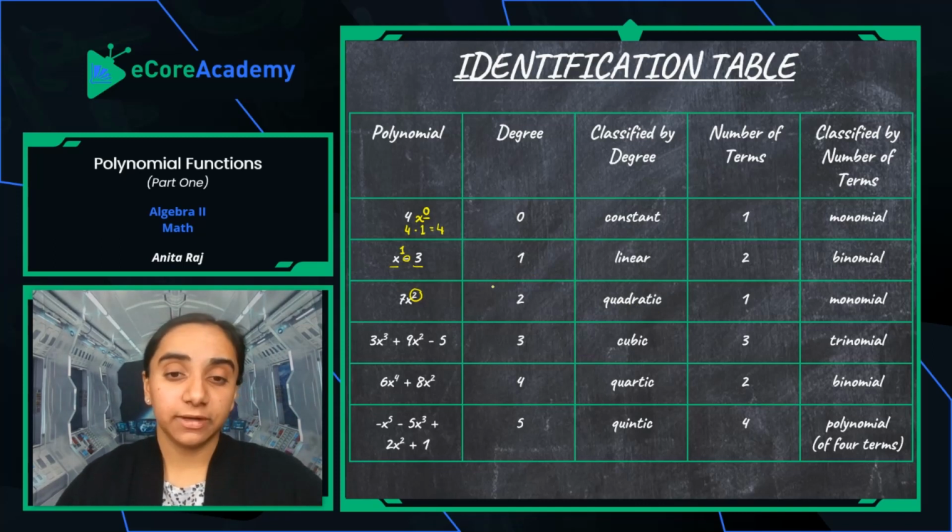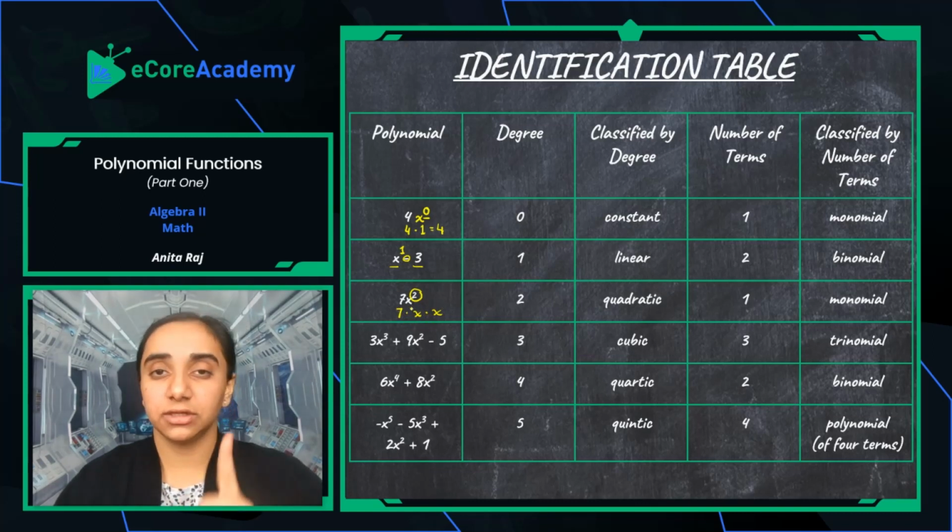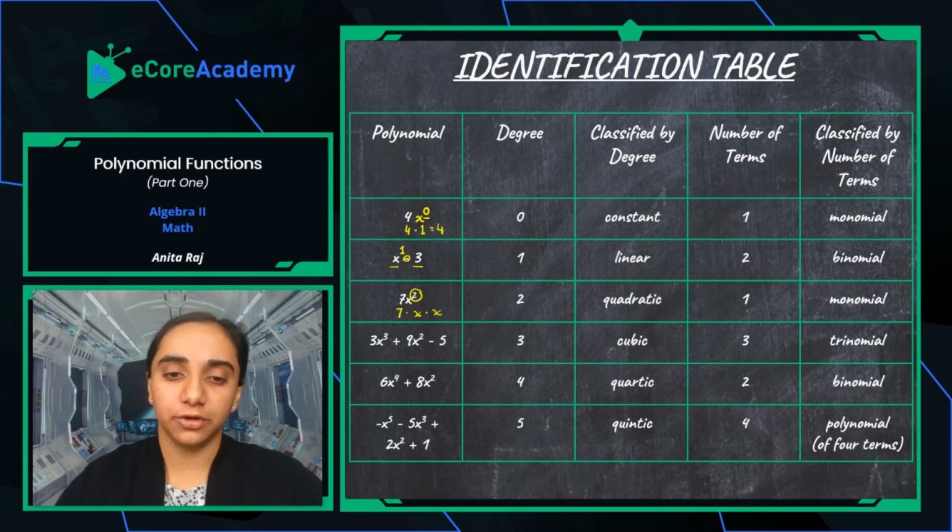Now to determine how many terms there are. Well, we don't see any plus or minus signs. You can think of this 7x squared as, like I said before, 7 times x times x. However, each of these are separated by a multiplication sign, not an addition or subtraction sign. So this wouldn't count as 3 different terms. They're all considered a single term. Therefore, we're going to have one term, and we've already seen this before. That's going to be a monomial.